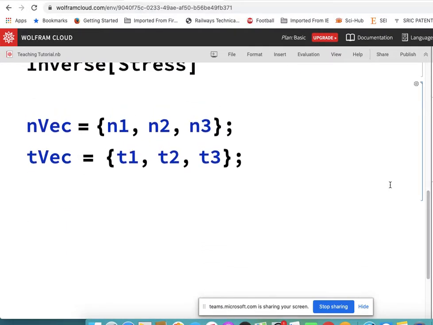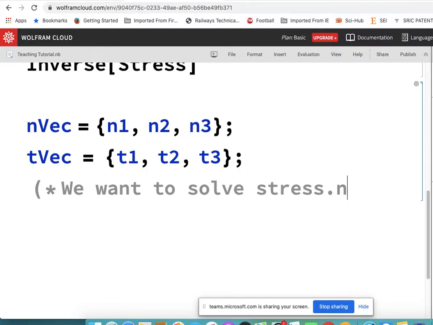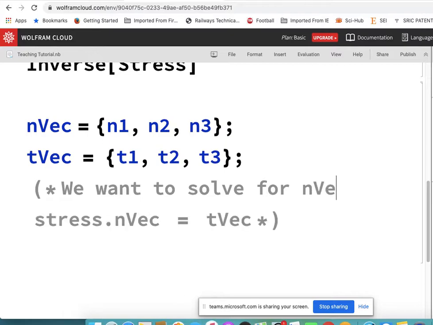Now you want to solve the equation: stress dotted with n vec is equal to t vec. We want to solve for n vec. This is the relation. You know the stress, you know the traction vector, and you want to find out what unit normal gives you this particular traction vector. Let's say there is some problem like that.